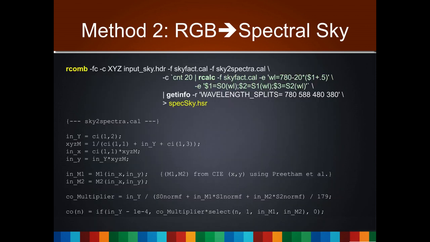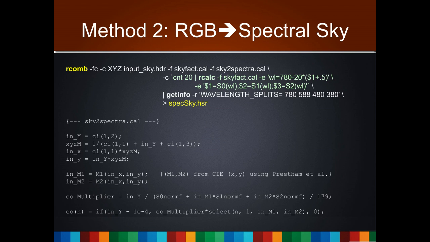So how is this done? Here's the RCOM command. It's kind of nasty, but in the end it's going to produce an HSR image for the output. So that's what this -FC is. We're going to start by converting the first input to XYZ coordinates. It uses the SkyFact.cal and the Sky2Spectra.cal to do some conversions for us. And then it has this color conversion matrix for the XYZ.